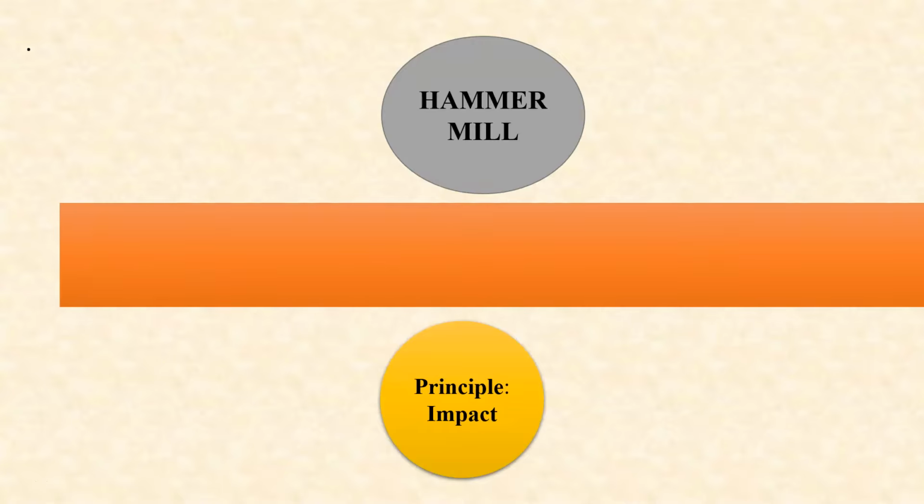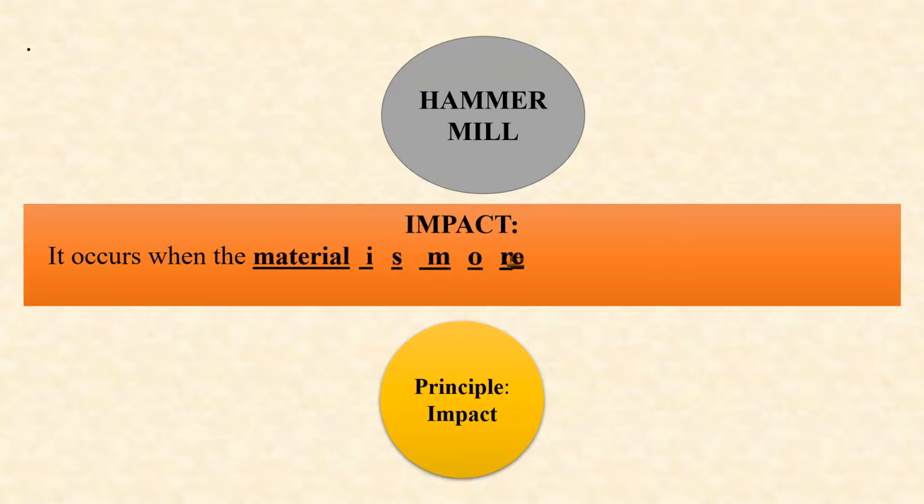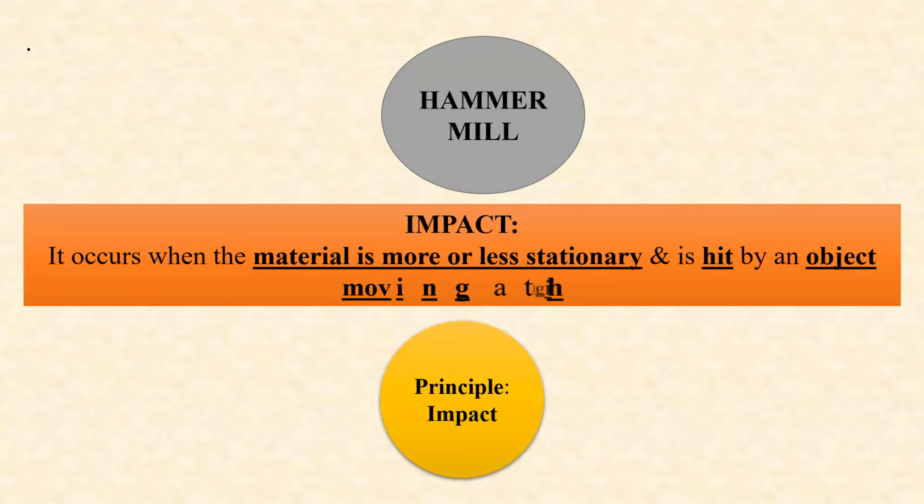So, starting with the principle. Hammer mill works on the principle of impact. That is, impact occurs when the material is more or less stationary and it is hit by an object moving at high speed.